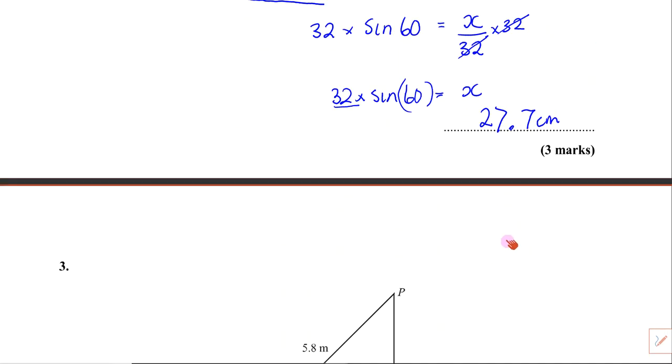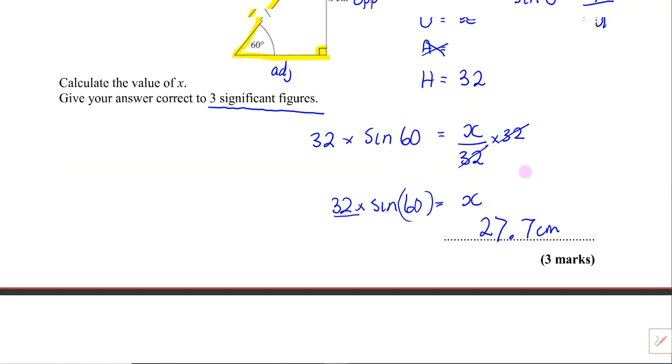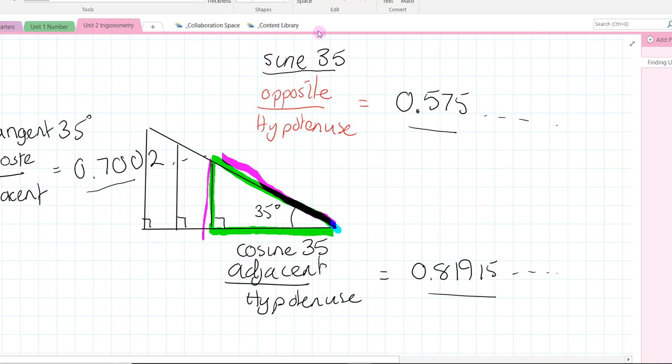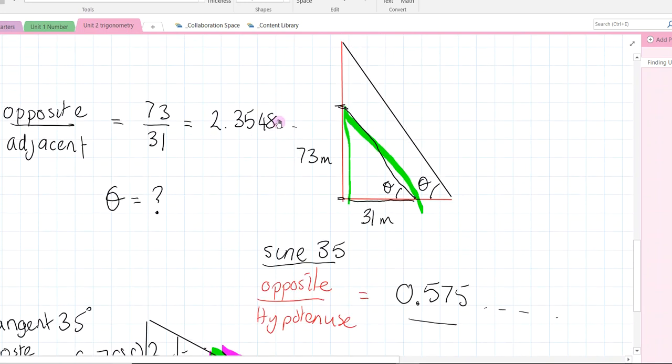Okay. The next one should be fine. Do you remember back here, I posed a question and said, if I know what the ratio is, is there any way of finding the angle?